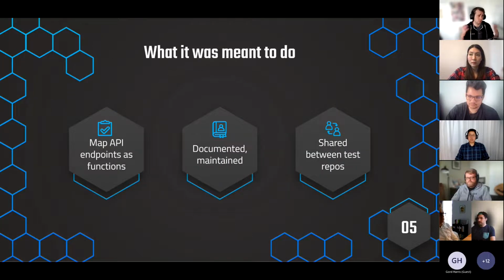And so what we were meant to do, we have all of the API endpoints mapped as functions that you could call. You would import the library, and then you'd have all the functions there and ready. They'd be documented, maintained. In your IDE, you could just hover over it and see exactly what parameters each of the API endpoints took. If you put the wrong parameters in, it would highlight and tell you. Oh, so good. We could share it across multiple test repos too. So if other test frameworks are using the same language, they can just import our library and then have access to all of these wrappers around all of the API functions and call them and make it super easy.